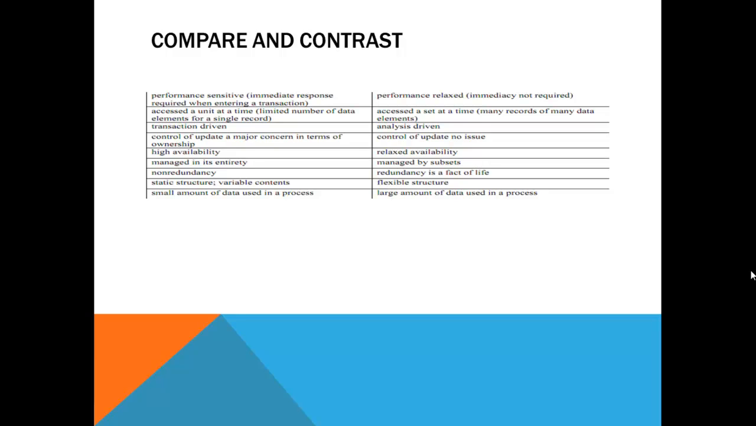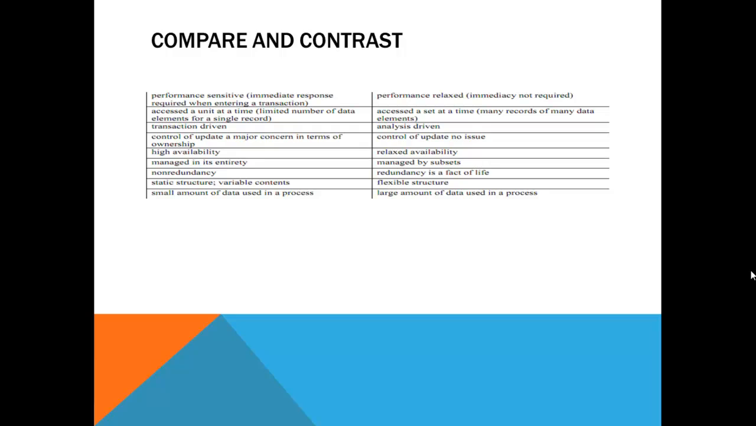Whereas here it is accessed as a set at a time. Many records, many data elements. So here we are talking about the dimensional model. If you pull out a small record about a customer, his history in the past 3 years, his credit scores, everything can be monitored from a data warehouse. And you can slice and dice the same customer information. You can look at him from his age perspective, income perspective, region perspective, anything surrounding him. So it is more than one record of data in a data warehouse.